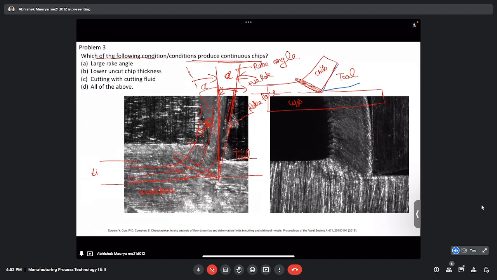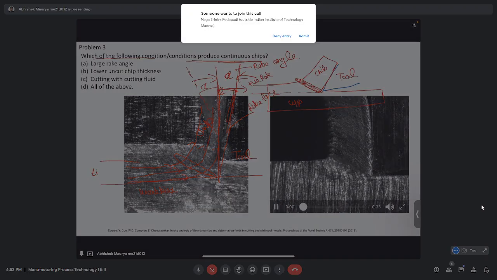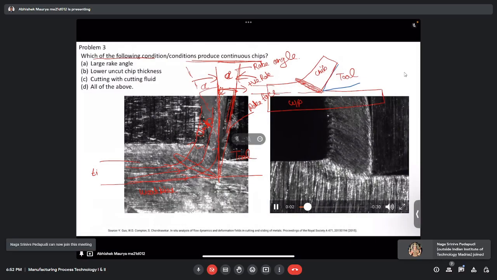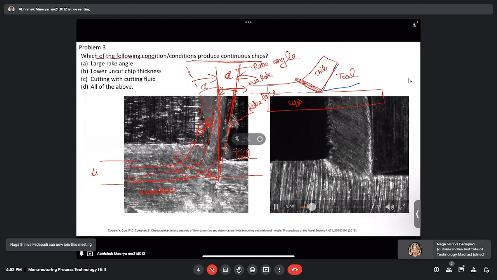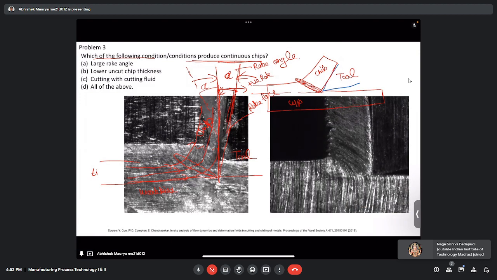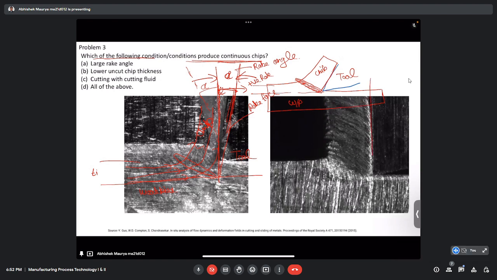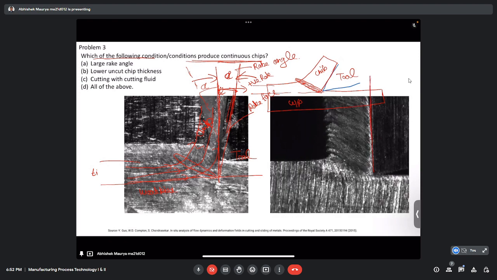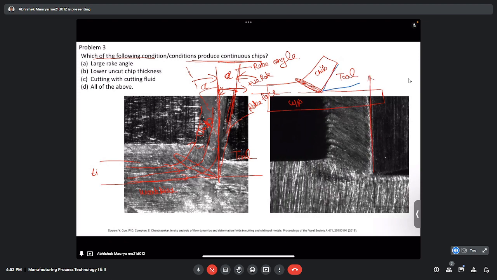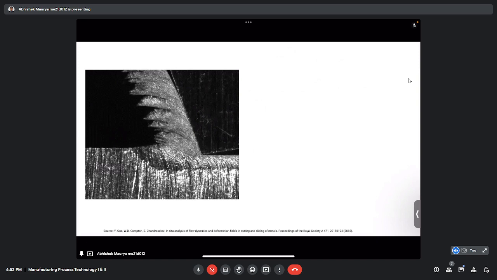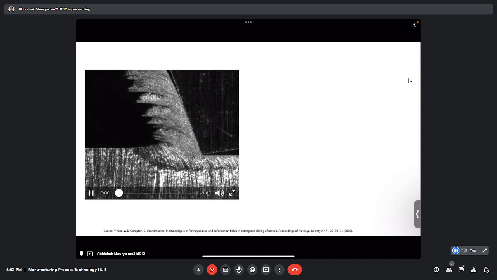But if we see in the case of the second video, again we are getting continuous chips. But here what is the rake angle? It is almost zero. It is making 0 degrees with the perpendicular to the cutting velocity. So here the rake angle alpha becomes 0. But coming to the next, here what happens if you observe the rake angle?